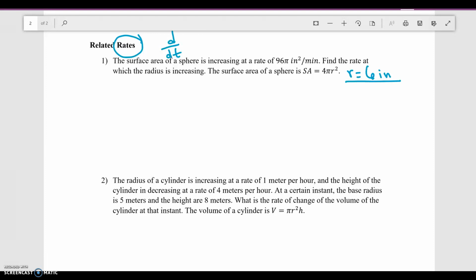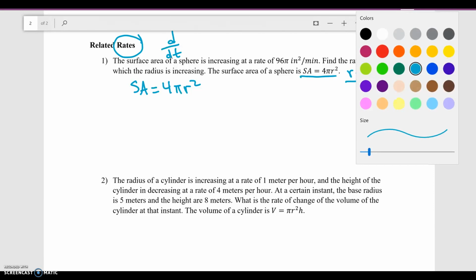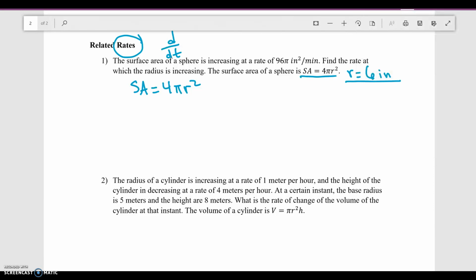Okay. So the surface area of a sphere is just this. I gave you the formula as well. Let's first start off with writing the formula. SA is equal to 4 pi R squared. Now, the next thing that we want to do: we know that things are changing with respect to time, so I'm going to take a d over dt to both sides, because now I'm going to change everything with time.